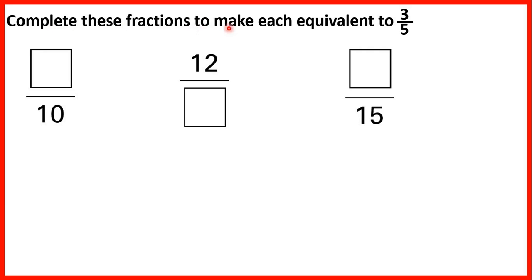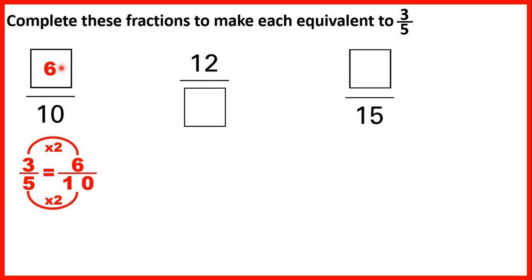Complete these fractions to make each equivalent to 3/5. So first we have a fraction with a denominator of 10. To find equivalent fractions, we can use multiplication. So 5 times 2 is 10, and if we do the same to the numerator, 3 times 2 is 6. So that tells us that 3/5 is equivalent to 6/10.